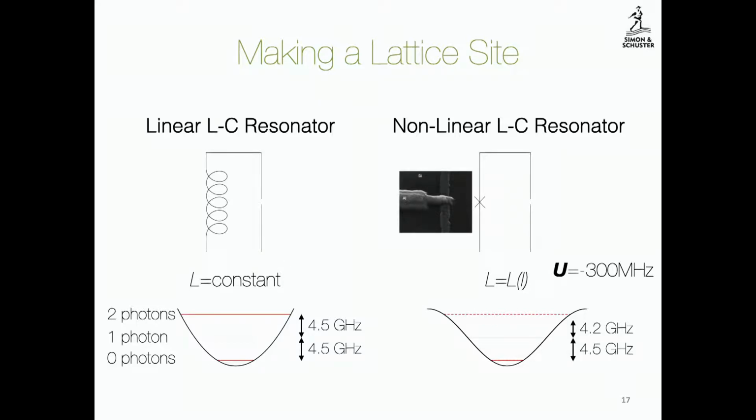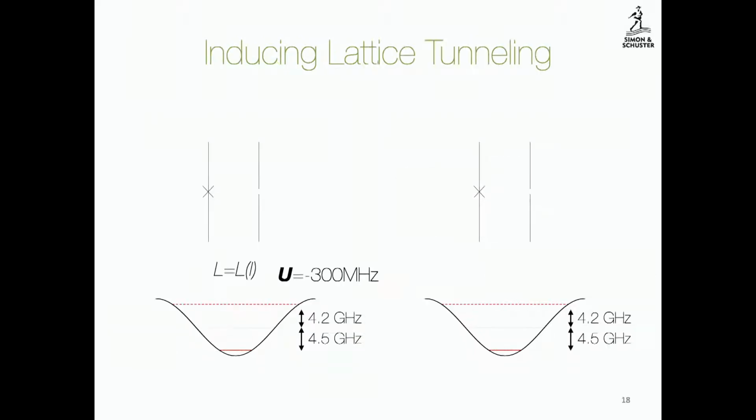Okay? And now if I want to have tunneling in my system, what I should do is take two of these resonators and couple them together with capacitors, and I can have any amount of tunneling that I want. So we're going to pick 300 megahertz of interaction, 10 megahertz of tunneling. This is in the strongly interacting limit.